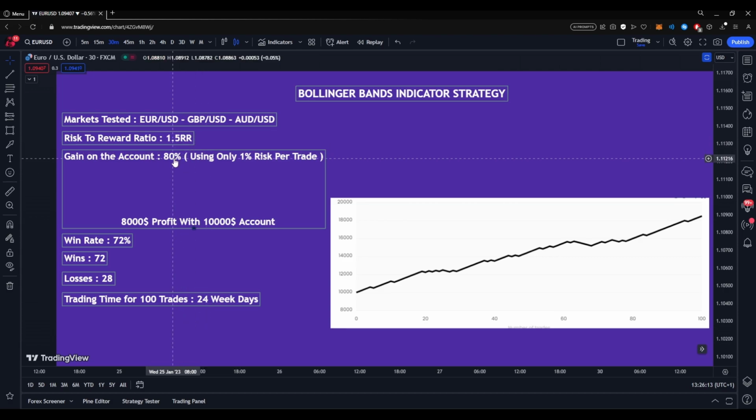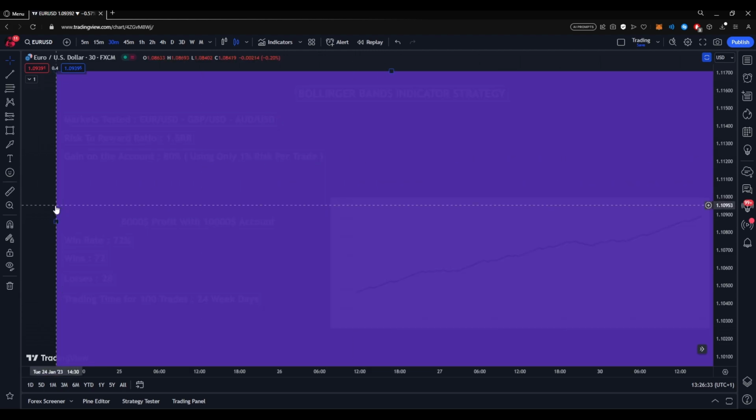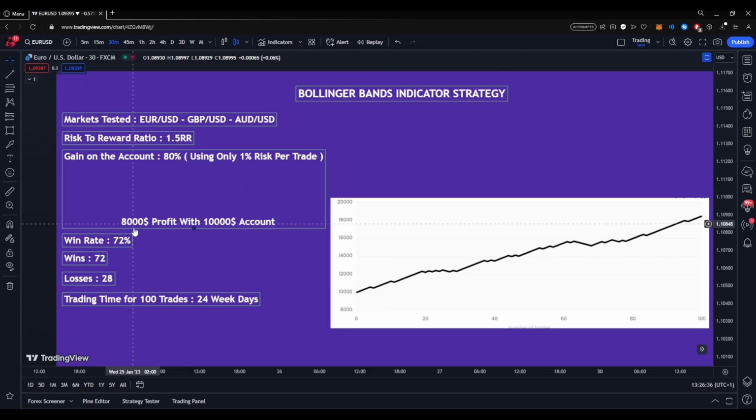The gain of the account was 80%, using only 1% risk per trade. Very important. Meaning I made $8,000 profit with a $10,000 account. That's really good. I almost doubled the account. That's not bad. The win rate was 72%, with 72 wins and 28 losses. In my opinion, that's really good. That's one of the best trading strategies I've tested.